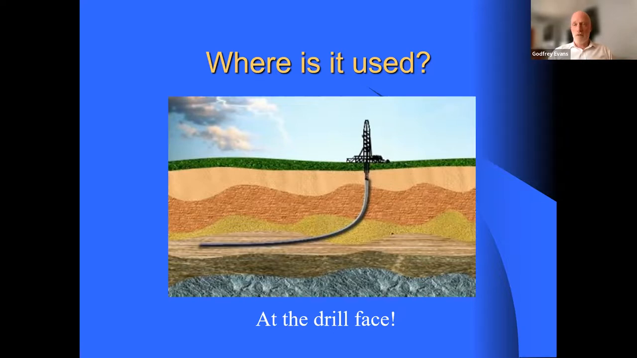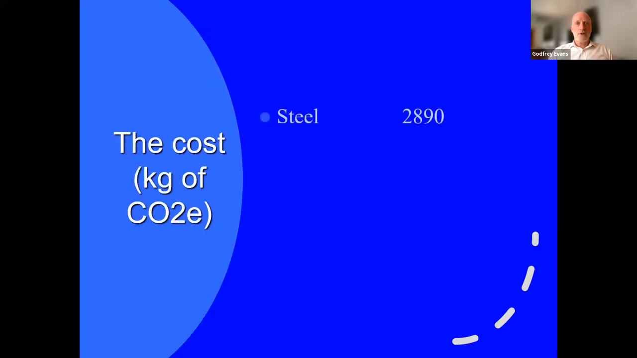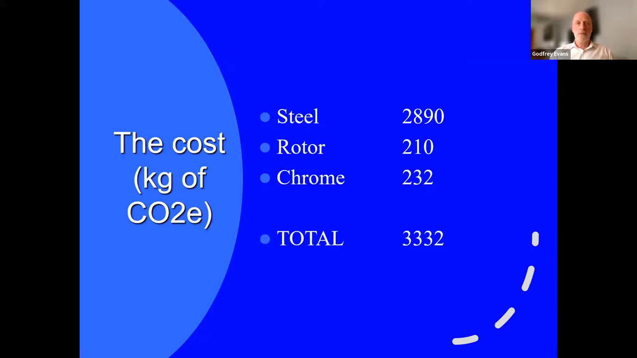Okay, so just a worked example of the contributions to the environment that hard chrome plating makes. I've translated this into the cost in terms of kilograms of CO2 rather than pounds and pennies. So we start off with a steel billet and the carbon cost to produce the steel would be 2,890 kilograms of CO2. Then we have to machine it from that solid piece to the twisted rotor section that you've seen, and that takes 210 kilos of CO2. And then to hard chrome plate it, there's another 232. So in total, we're looking at 3,332 kilos of carbon dioxide to manufacture that one rotor, which is not a small amount.